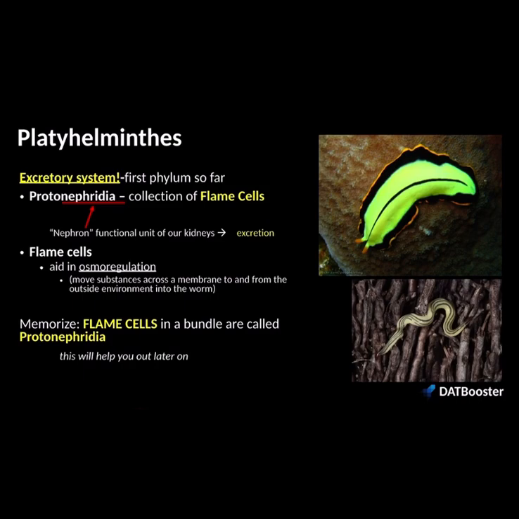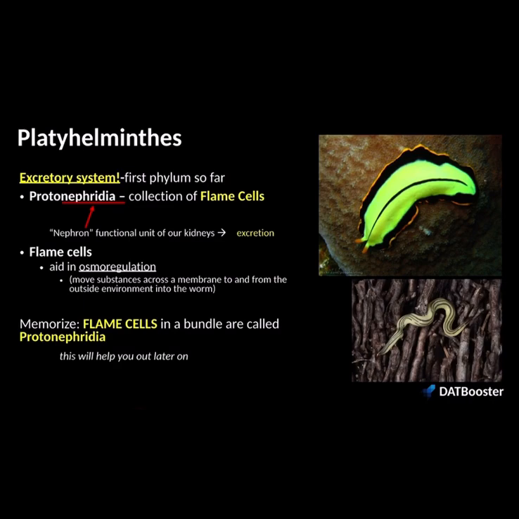Their excretory system is made up of protonephridia. A protonephridium is a collection of flame cells. A way to remember this is that protonephridium has the root nephron in it, and nephrons are the functional units of our kidneys, which deal with excretion. So protonephridia, which is the plural form of nephridium, is just dealing with excretion. So a protonephridium has a collection of flame cells.